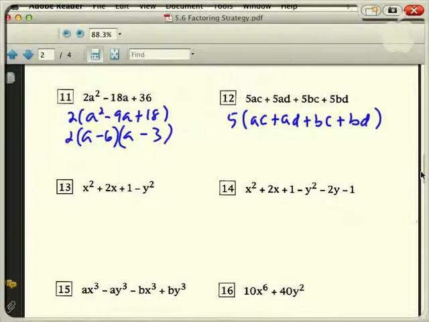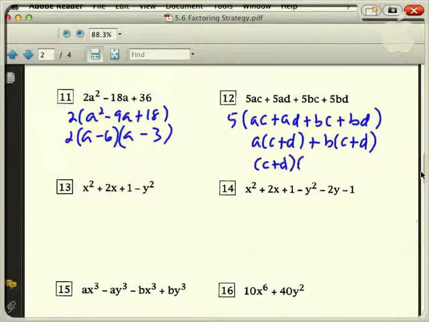And then everything in the parentheses, we could do grouping. So take out the C plus D. That would leave A plus B. And don't forget your 5. Number 13. Oh, this is the mixed kind.